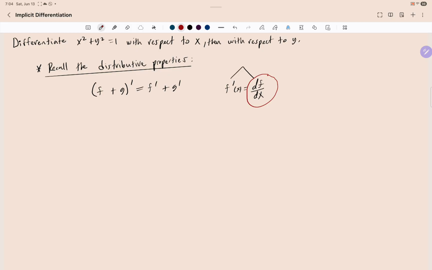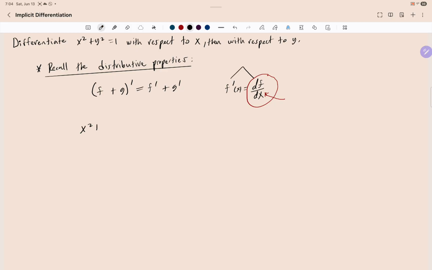All right, cool. Just to mention, the reason why we like this is because the bottom, the denominator, tells us what we are differentiating with respect to. Since the denominator here is dx, this tells us that we are differentiating with respect to x. Fine, let's start the problem.